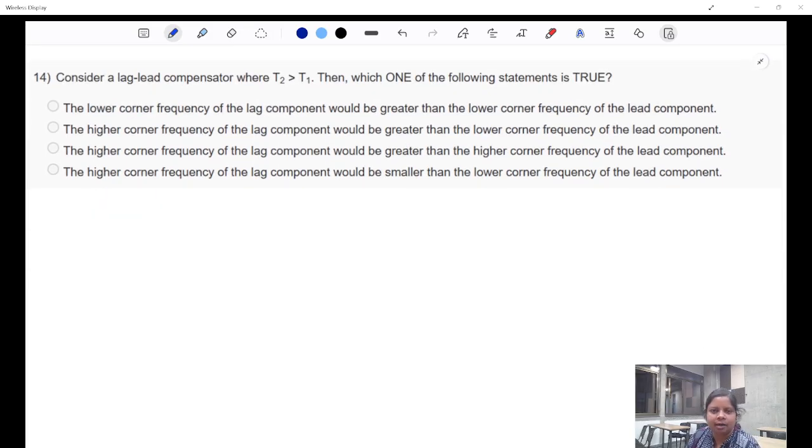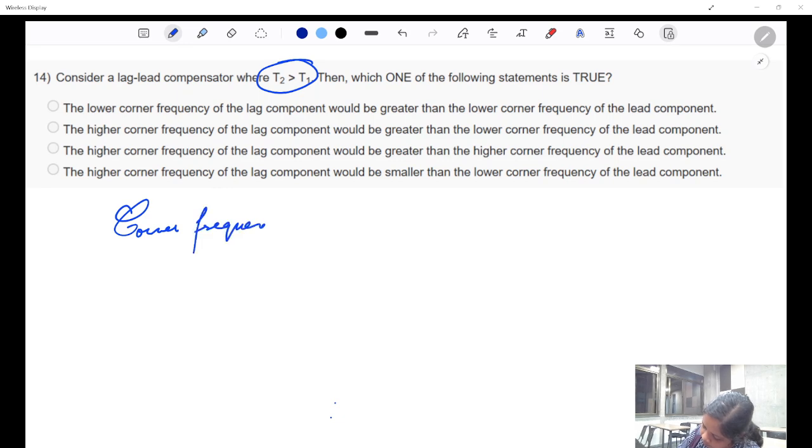Consider a lag lead compensator where T2 is greater than T1. This is very important. Then which of the following statements is true? We have to comment on the lower corner frequency of the lag component, and it's all about both the lower and higher corner frequency of the lag and lead components. That is what we want to compare. So let's find out what the corner frequencies are for lead and lag.